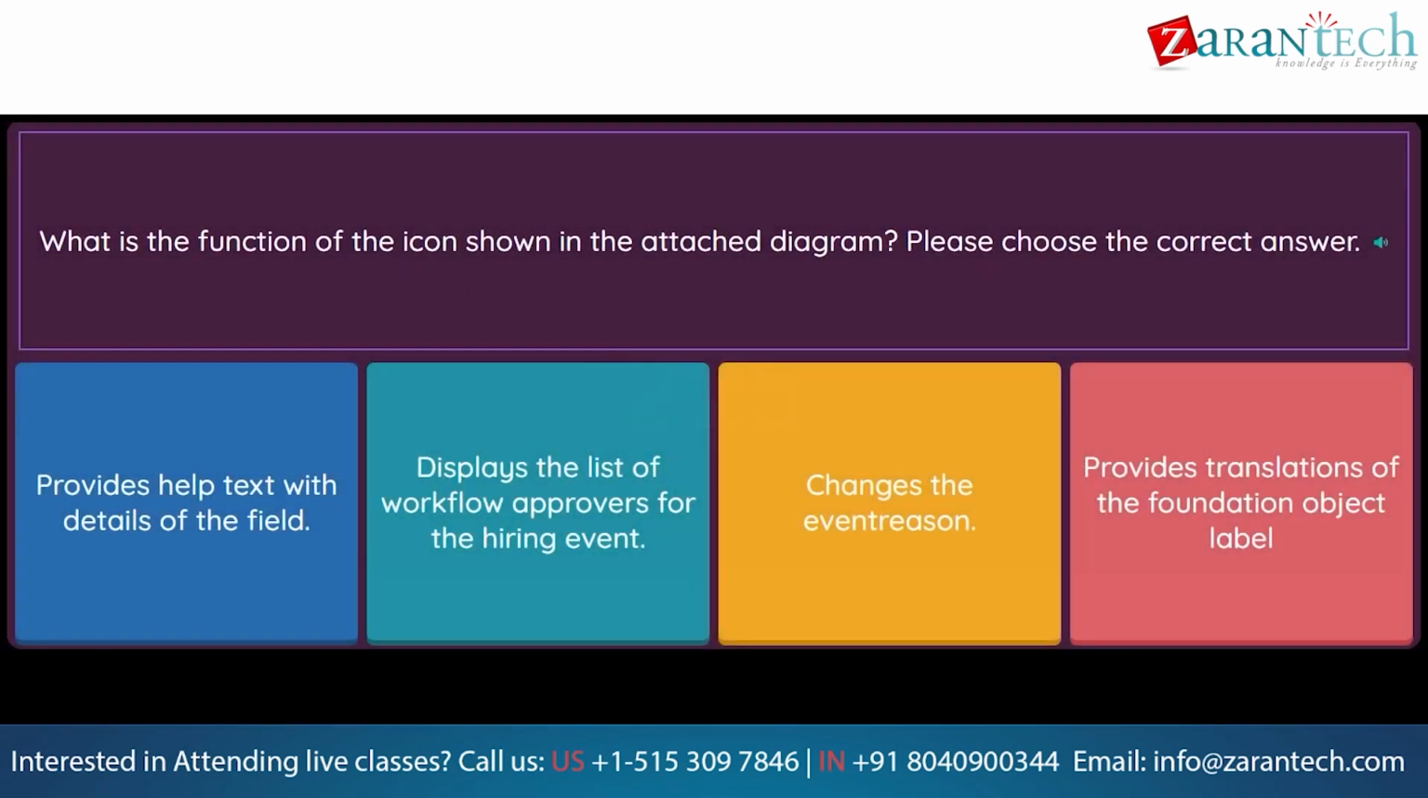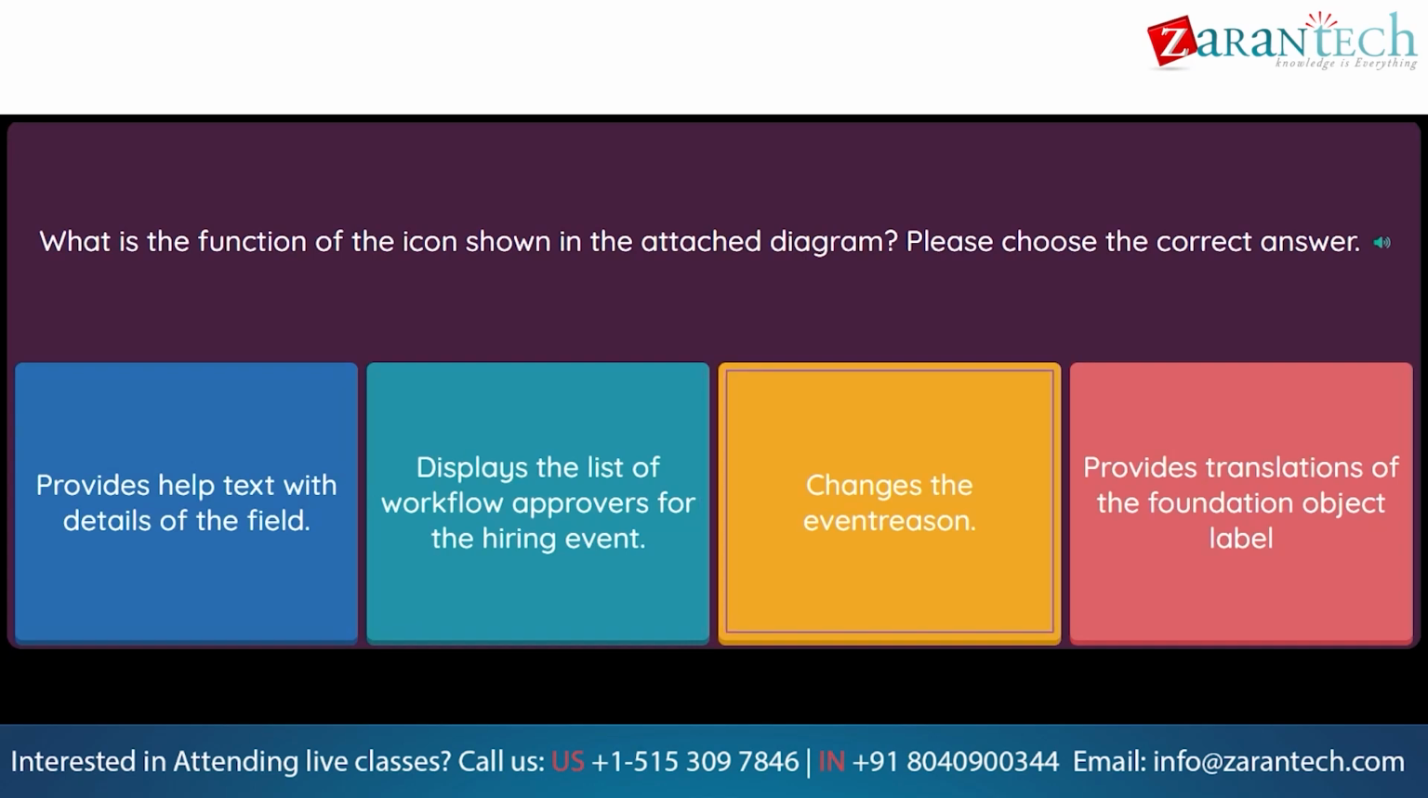Question: What is the function of the icon shown in the attached diagram? Please choose the correct answer. Option 1 provides help text with details of the field. Option 2 displays the list of workflow approvers for the hiring event. Option 3 changes the event reason. Option 4 provides translations of the foundation object label.